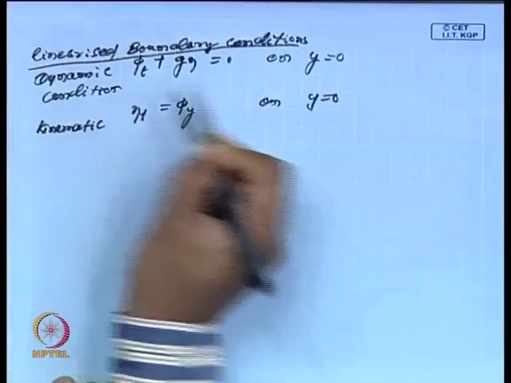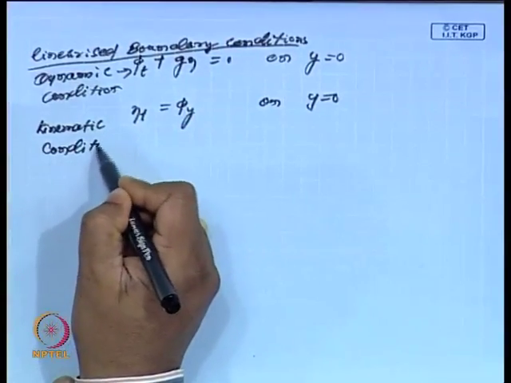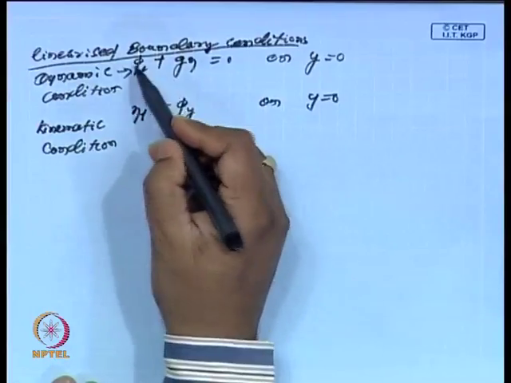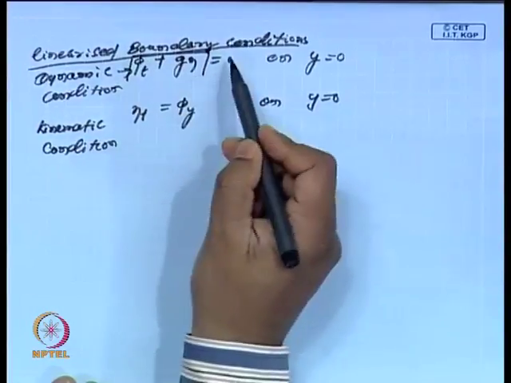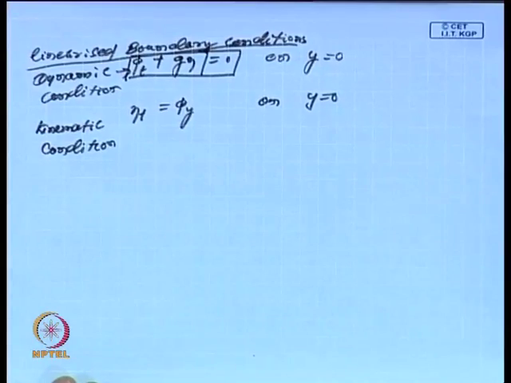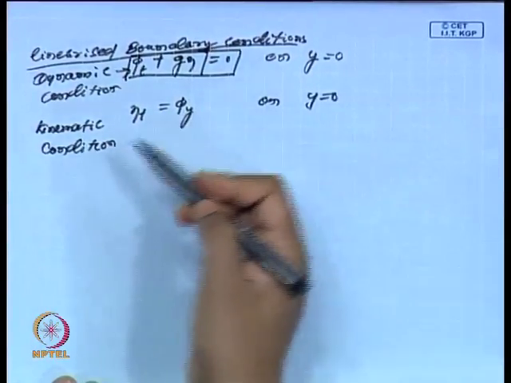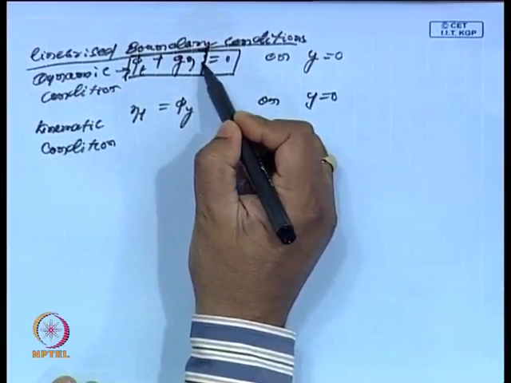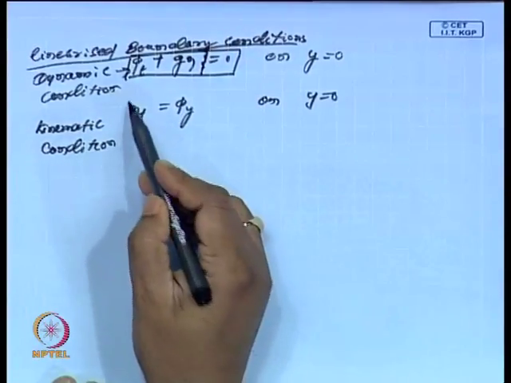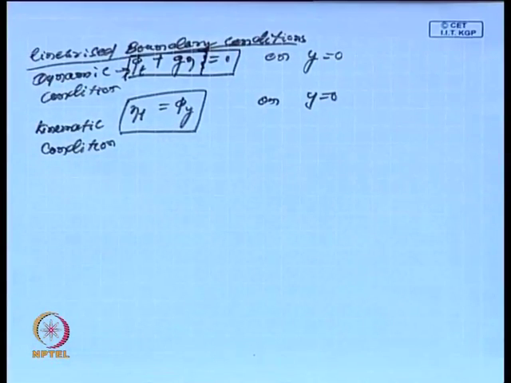This is the dynamic condition and this is the kinematic condition. So, these two are very important. Now, if I just take these two conditions, phi_t plus g eta equals 0, and the kinematic condition, eta_t is phi_y on y equals 0, then what will we get?